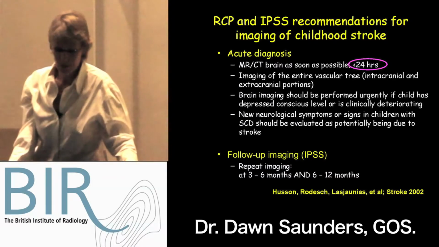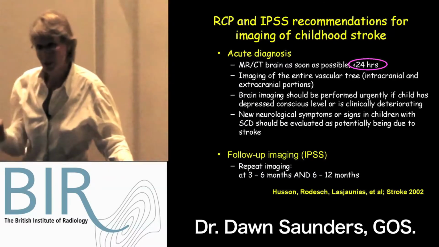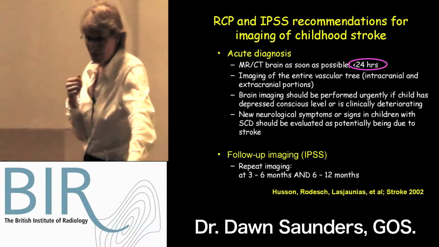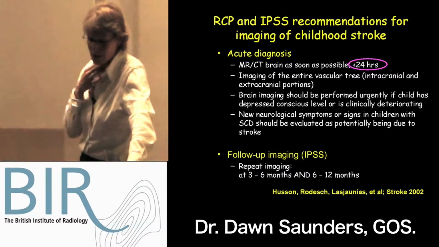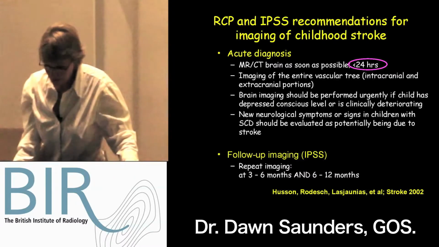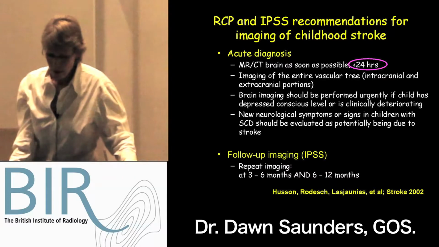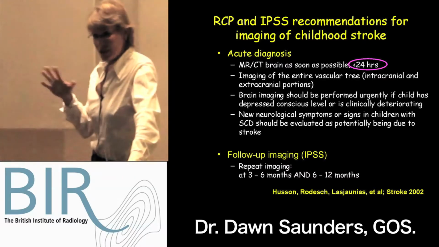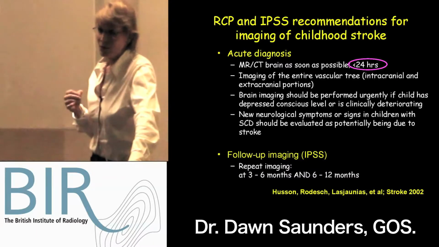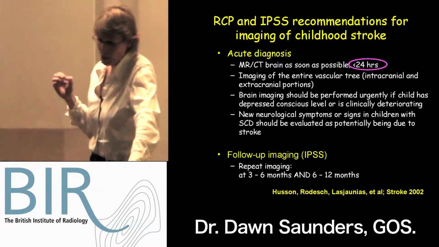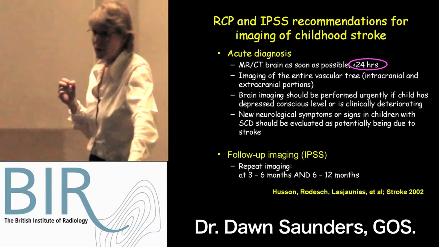The Royal College of Physicians and the IPSS, the International Paediatric Stroke Survey, recommendations for the imaging of childhood stroke are that we should do MR or CT as soon as possible, within 24 hours. And this is very important, within 24 hours. The situation is slightly different to adults because, of course, we don't thrombolyze children, or very, very few children are thrombolyzed, because there's no evidence base that children benefit from thrombolysis.